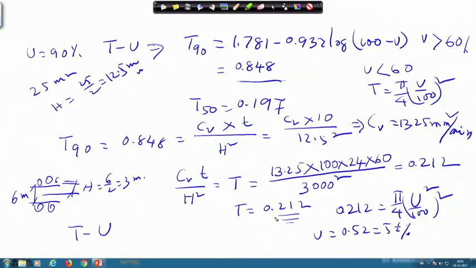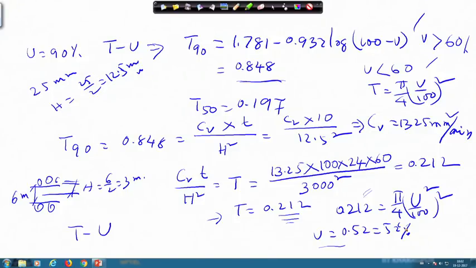So, I have two equations for T versus U, this is one equation, this is one equation. I am assuming that maybe U is between 0 to 60%. Whatever T I have calculated for 100 days, I have equated with this equation, and I am getting U as 52%. That means whatever assumption I have made is correct.